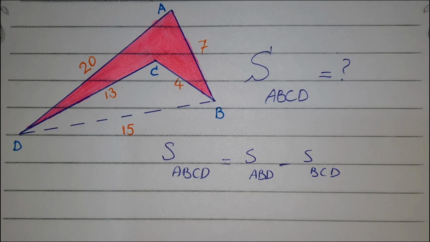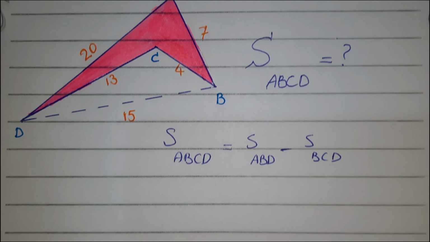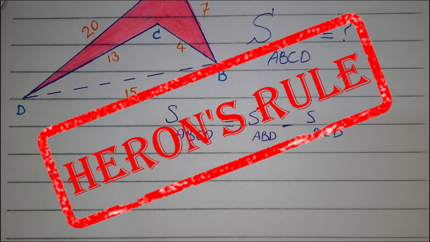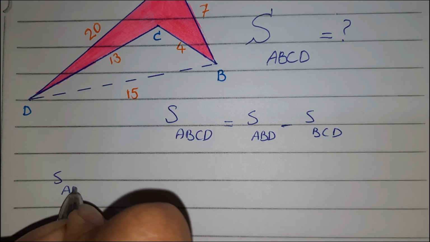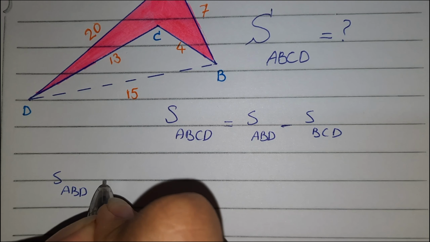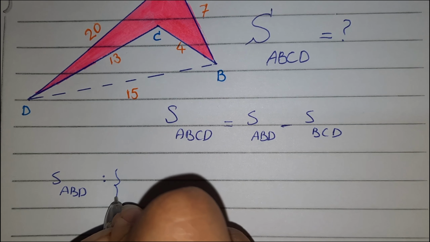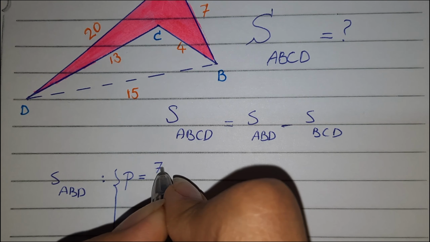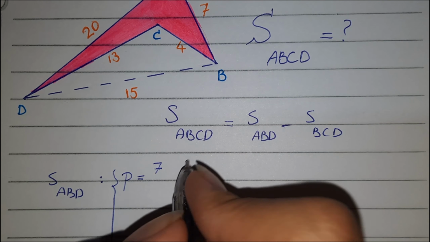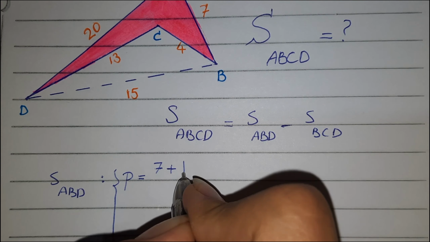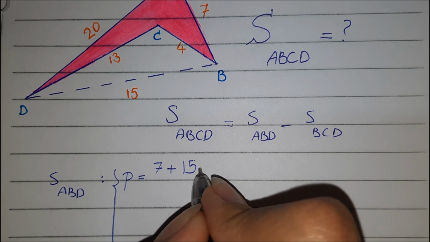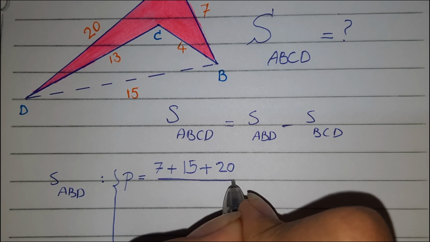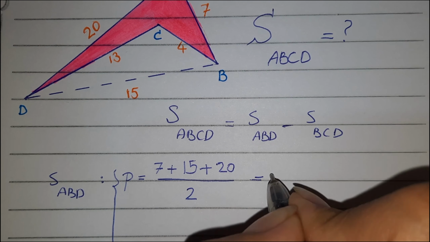Wherever you want to calculate the area of a triangle using the sides, use Heron's rule. We calculate P using the sum of all sides divided by 2. Here P is equal to 21.